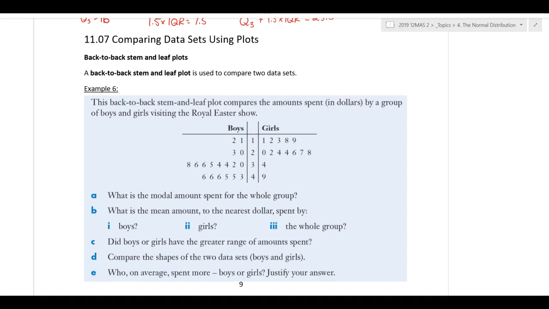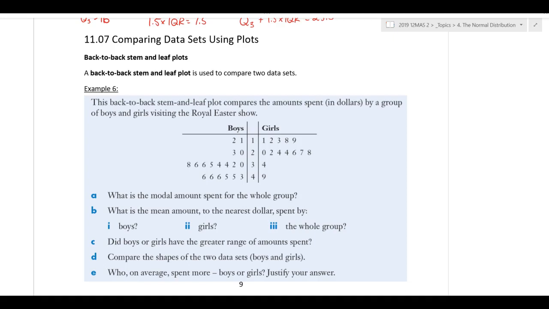For comparing two datasets, we're going to try to put them on the same axis or something like that. Now, here we have a back-to-back stem and leaf plot, where in this center column is the first digit of our number. So this here represents the number 12. 11, 12, 13, 18 and 19 for the girls, and 11 and 12 for the boys. The biggest score there for the girls is 49, and for the boys is 46.